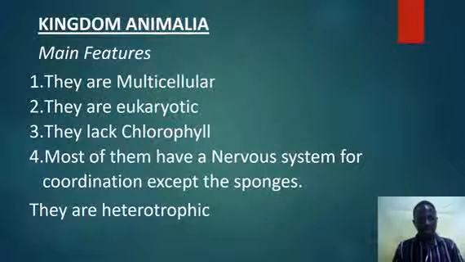The next one is that organisms here too, most of them have a nervous system for coordination and control. So most of them have a nervous system for coordination, except the sponges. The sponges do not have a nervous system, but most animals have a nervous system for coordination. So let's note it. And the very last characteristic I'm going to talk about is that they are heterotrophic. It means that they do not prepare their own food, but they rather obtain food from plants and other animals. They can't prepare their own food, so they are heterotrophic.